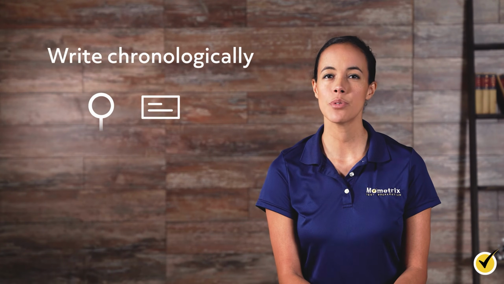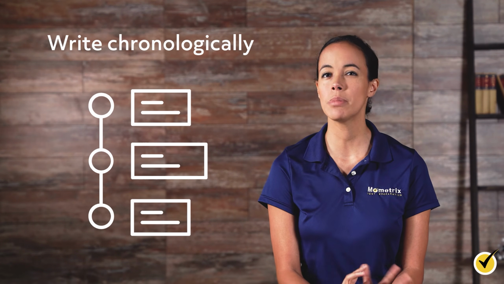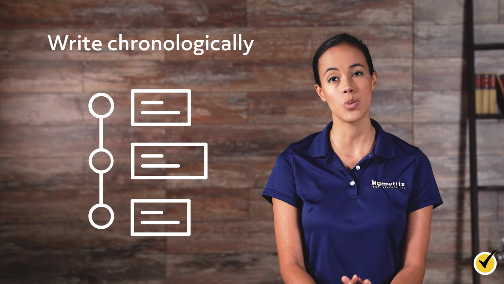Whether you're summarizing a story or a research paper, it's important to write chronologically so the important events in the story are in the correct order. Jumbling the order of events will make your summary confusing and hard to follow. Lastly, it's important to be objective.